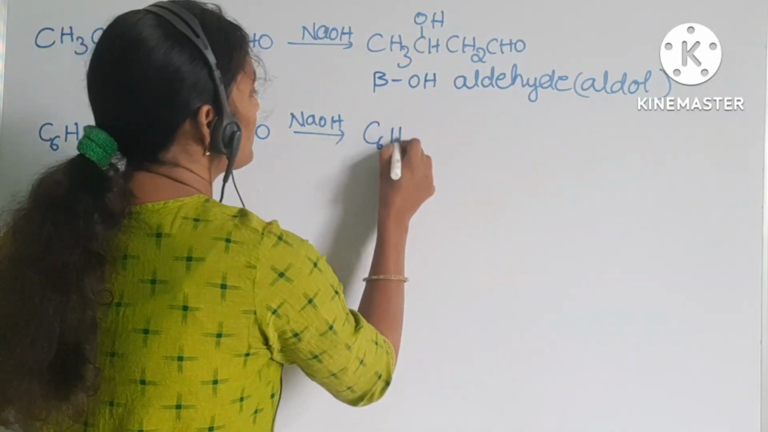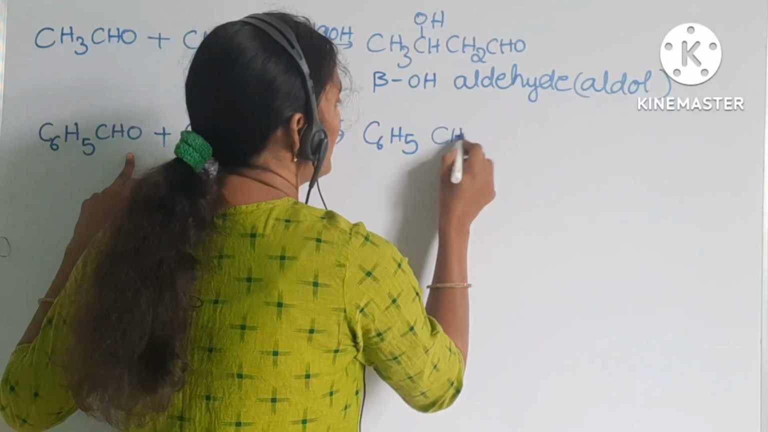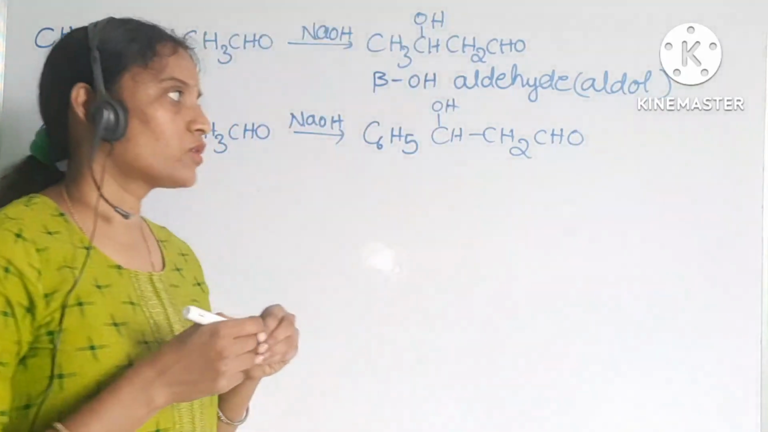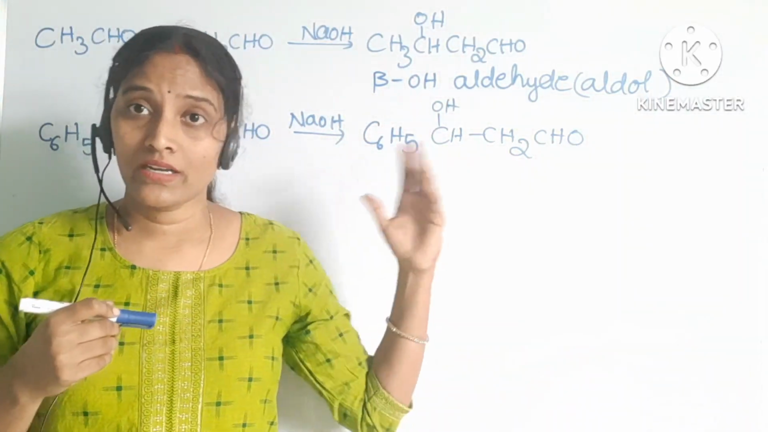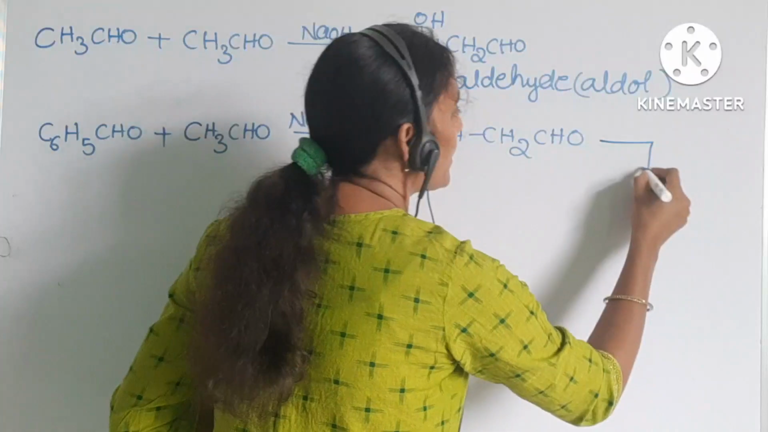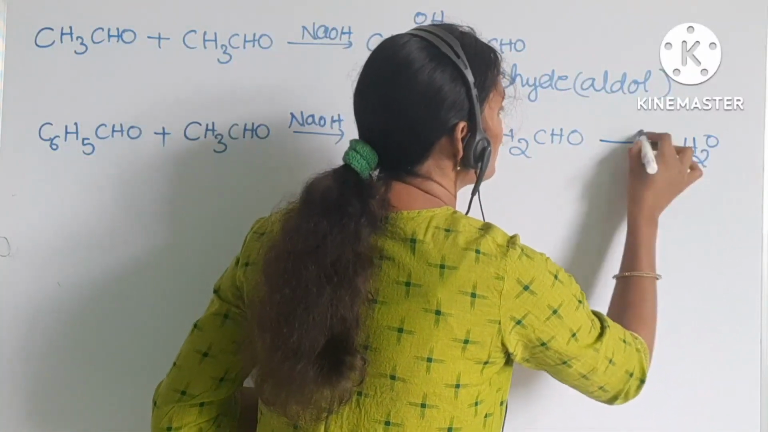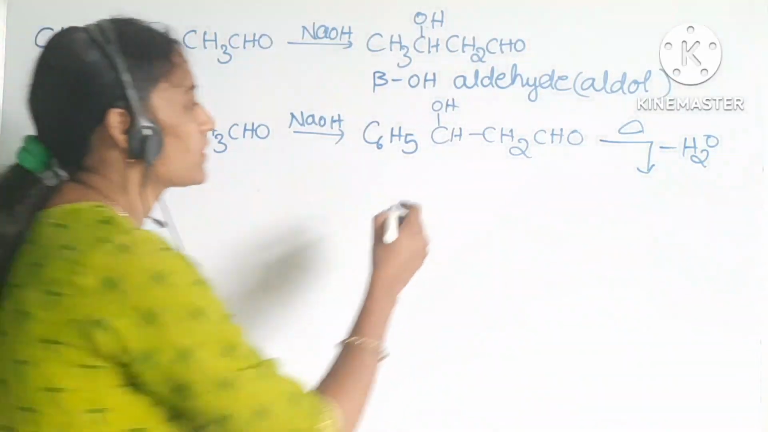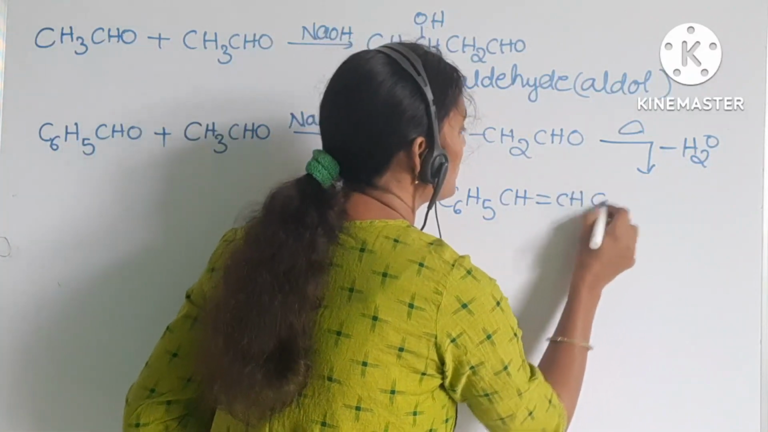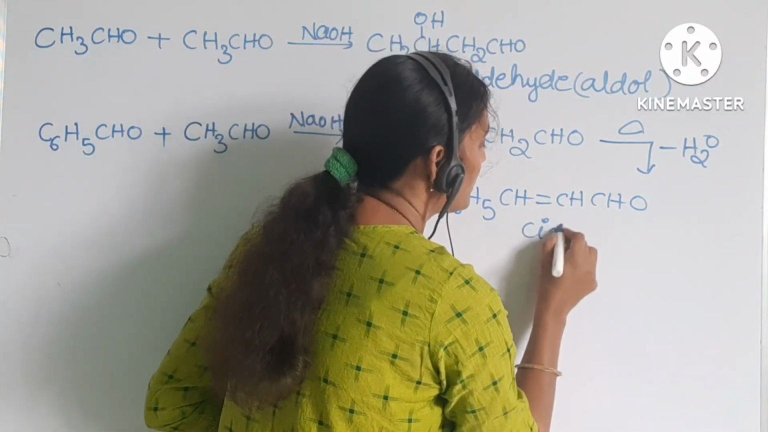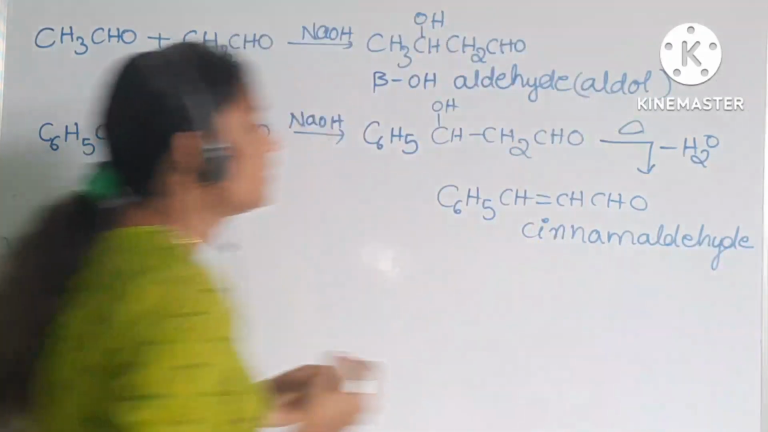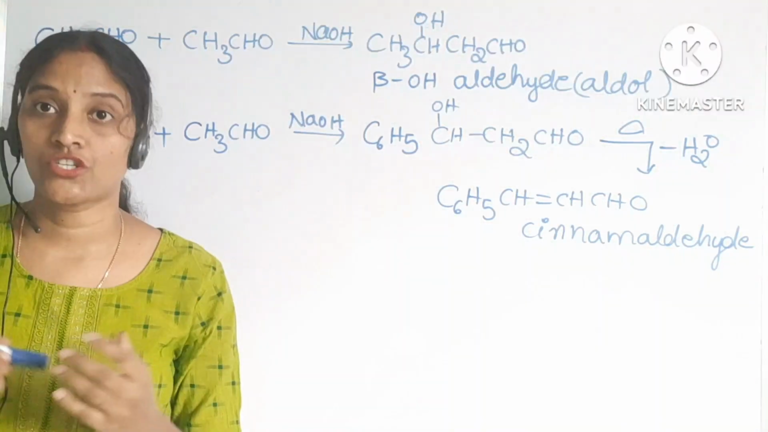See, C6H5 CHOH CH2 CHO, students. This is the beta hydroxy aldehyde. Up to this one, okay, but it is the unstable one. Immediately it is going to be dehydrated, so that cinnamaldehyde will be formed on providing some heat. What is the structure of cinnamaldehyde? C6H5 CH double bond CH CHO. This is the cinnamaldehyde. This is about condensation of aldehydes.